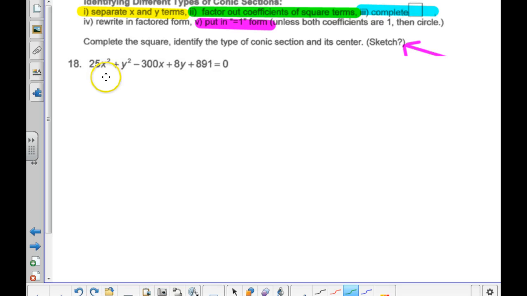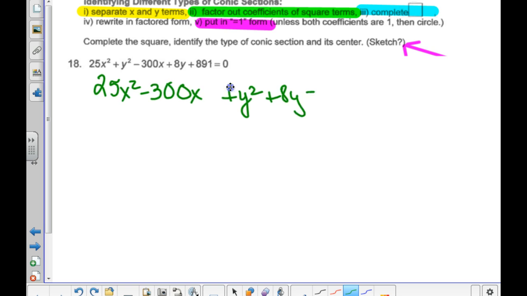What are we supposed to do first? Separate. So we have 25x squared minus 300x plus y squared plus 8y equals -891. What do I need to factor out? 25. So 25, 300 divided by 25?